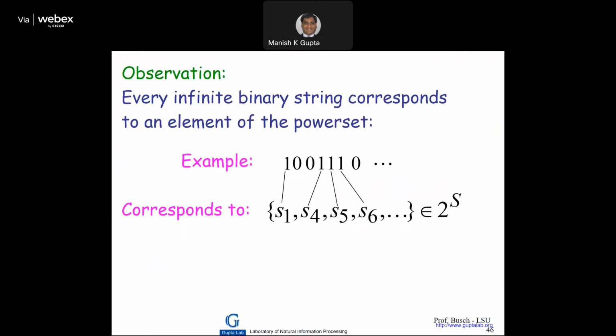And if a binary string is given, I can always tell which element it is, based on the positions, right? So a binary string corresponds to an element of the power set, and an element of the power set corresponds to a binary string. This is the first observation.